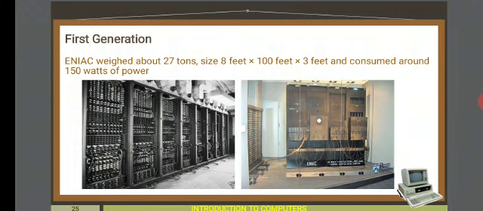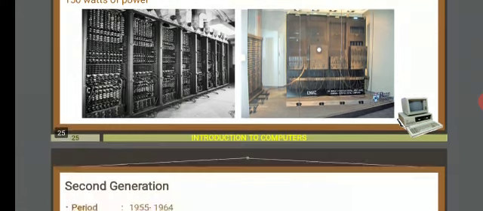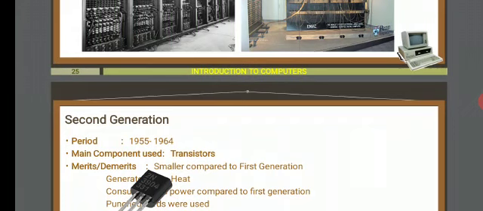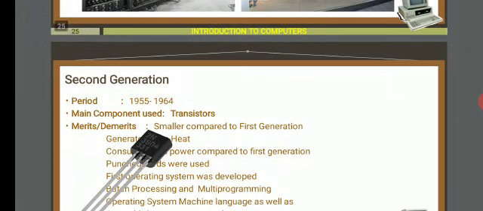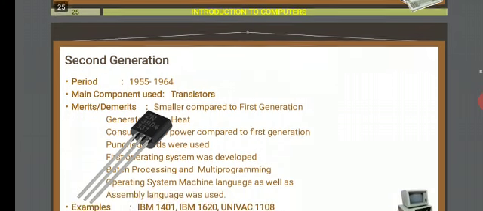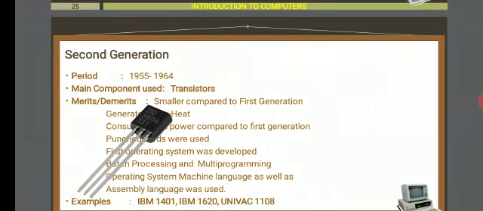Because of these demerits, the big size and the high power consumption, we next moved to the second generation computer. It was in the period of 1955 to 1964. Here the main component we used was the transistor. As for the merits, the advantages, it was small compared to the first generation computer.